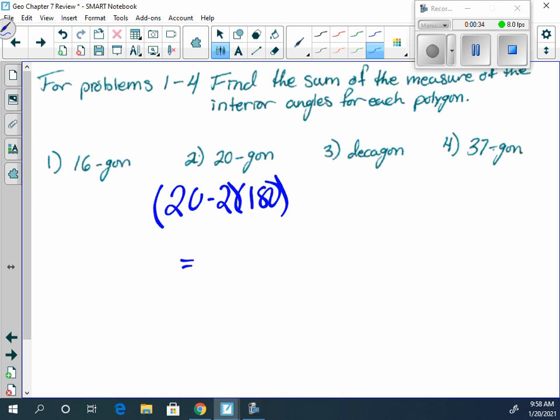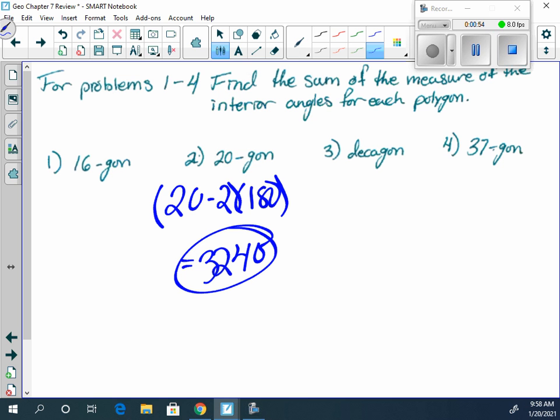3,240. And that's it. And that's what we would do on all these here. We plug the number of sides in for n, and we would get our answer. So any other questions on 1 through 4?